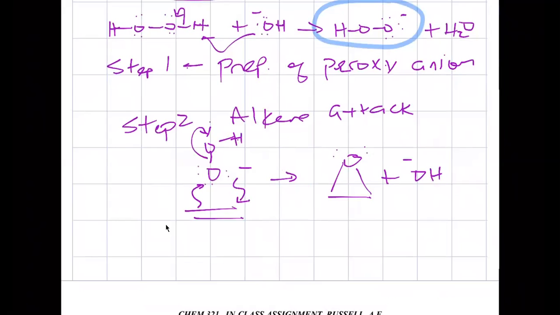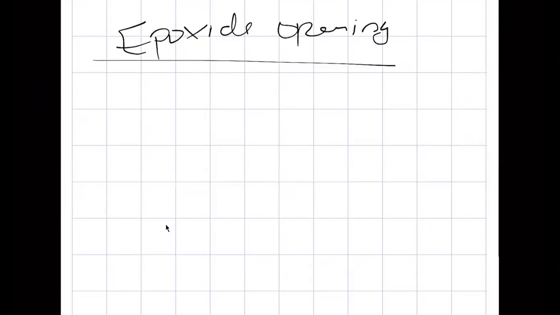Right? So your epoxide, that's another really common functional group. Pretty important functional group too. And you can actually open it up. Right. So let me give you one last example, then we're gonna stop. All right. So if you got an epoxide, right, you can open it with a good nucleophile.